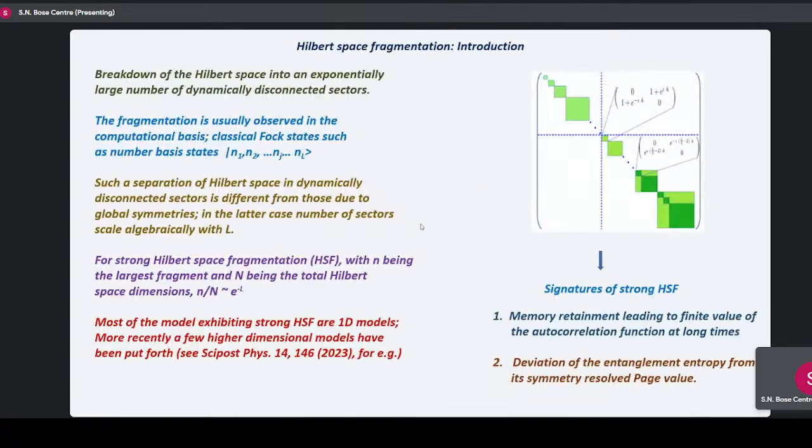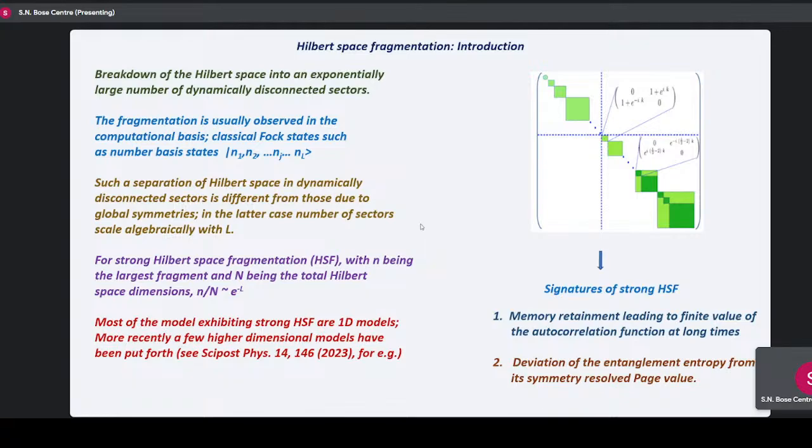Hilbert space fragmentation typically is a phenomenon which constitutes breakdown of Hilbert space into an exponentially large number of dynamically disconnected sections, and this typically happens because of some constraint in the Hamiltonian. Now, the fragmentation is usually observed in the computational basis. It doesn't make sense to talk about fragmentation in the eigenbasis. Everything is fragmented there. But the classical Fock states, the number basis, is one such computational basis.